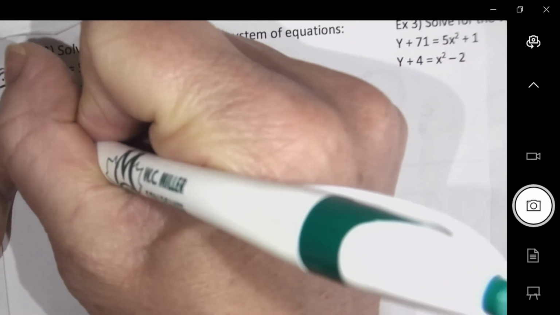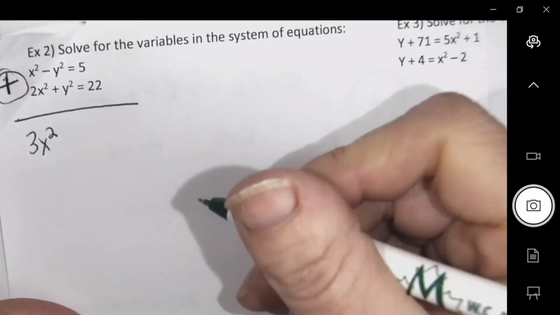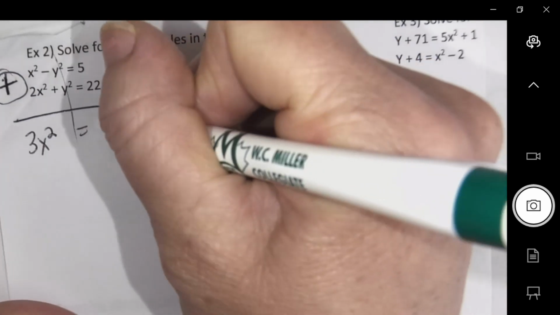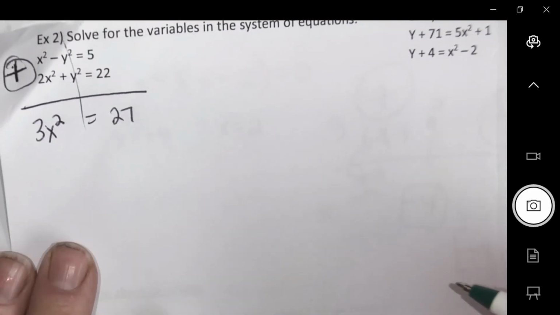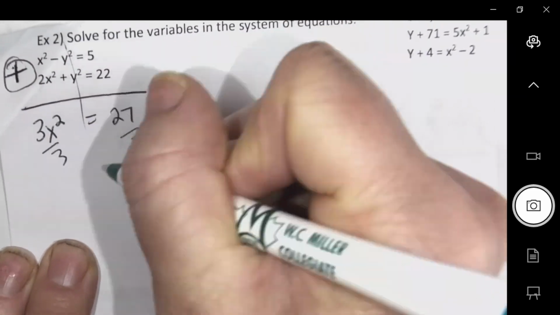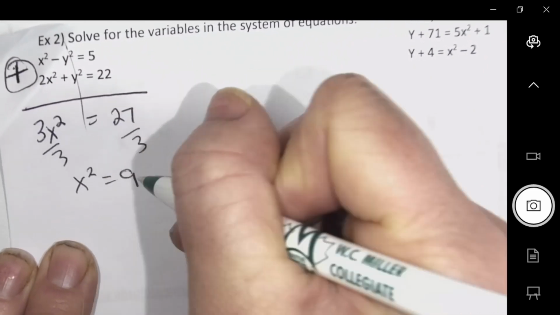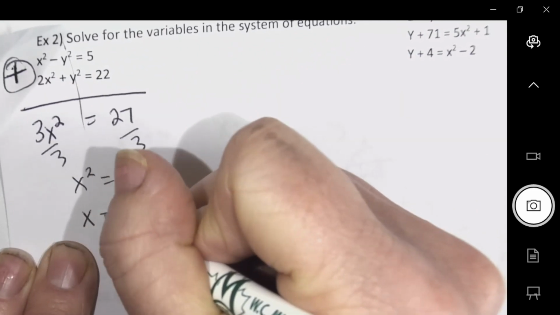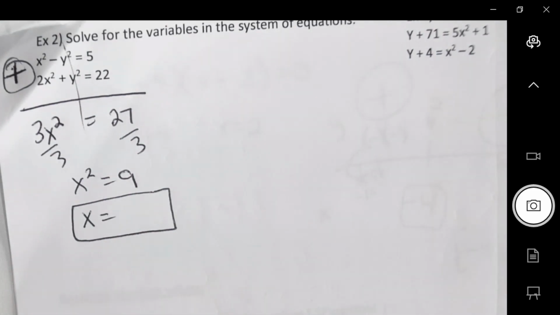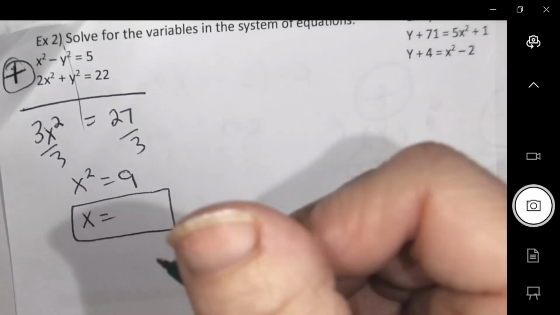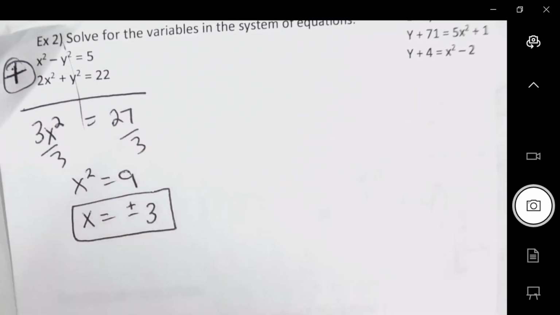Okay, so 3x squared. Y squareds are gone. 27. I'm going to divide by 3. Here's a grade 11 moment. What's the answer to that? Plus or minus 3. Because a 3 could have worked or a negative 3 could have worked.